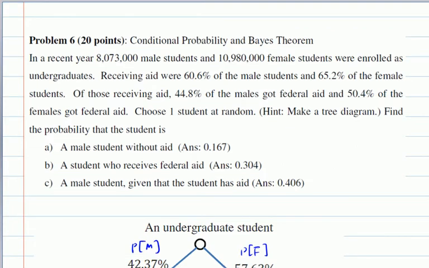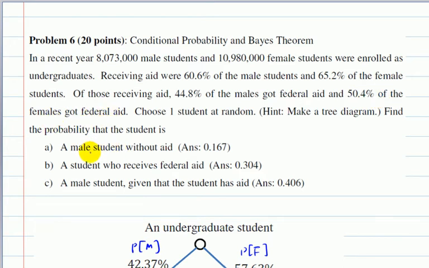Okay, let's take a look at problem number 6. This is a relatively more challenging question. It gives you the total number of male students and the total number of female students for undergraduate, the percentage of males getting financial aid, the percentage of females getting financial aid, and out of those getting aid, 44.8 percent of males getting federal financial aid, and 50.4 percent for females.